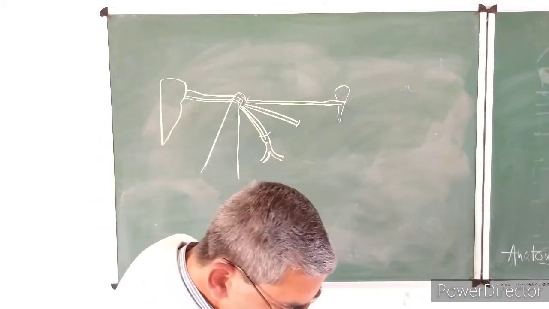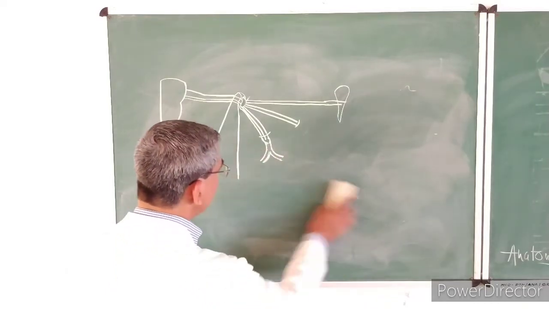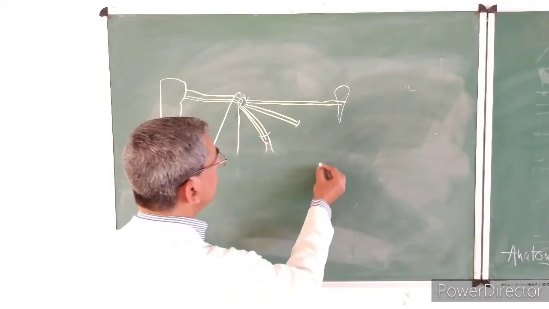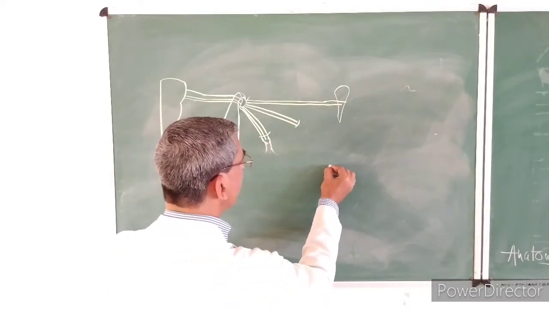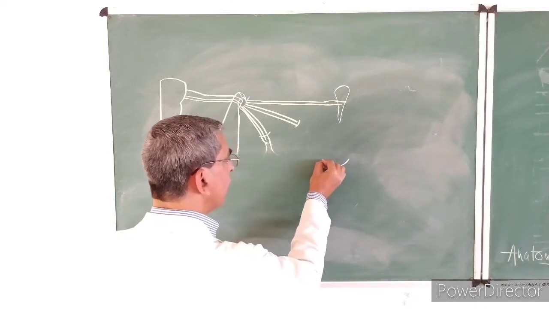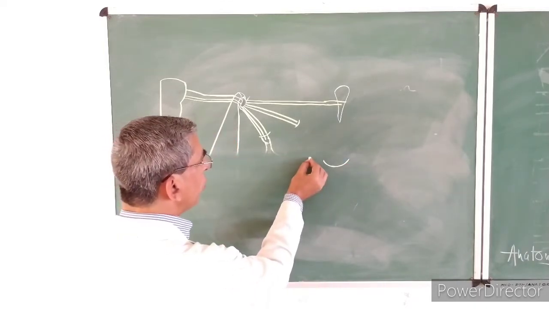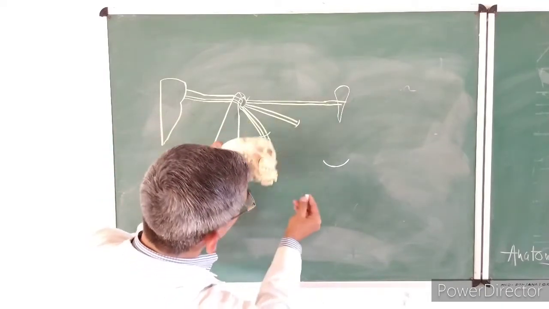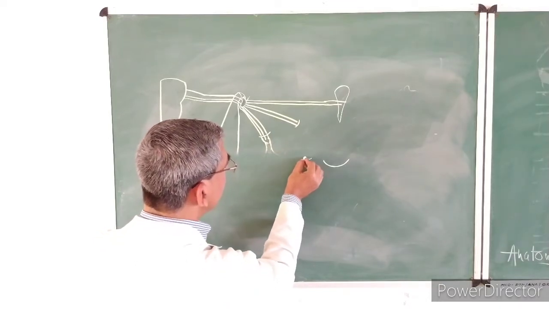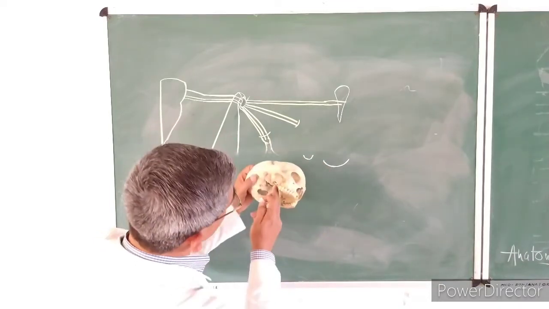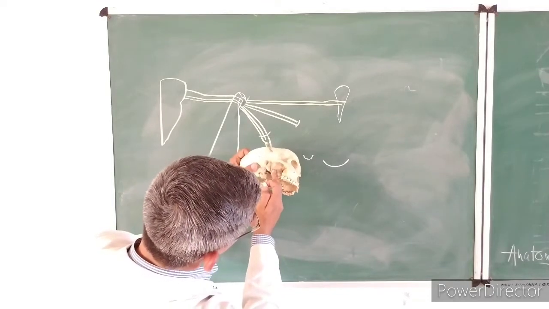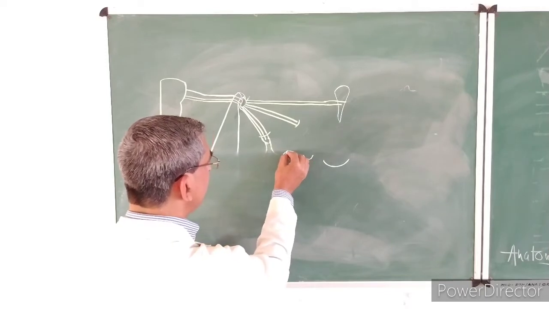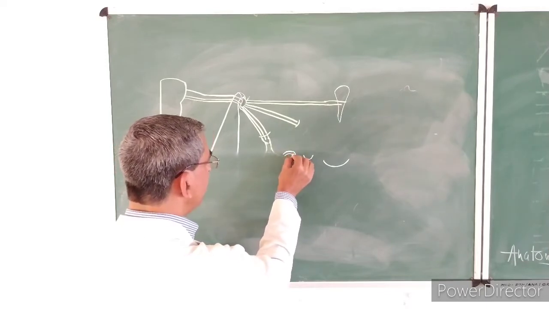Now what are the relations of this nerve? If you see the relations of the nerve here, suppose this is the foramen ovale. Behind and lateral to the foramen ovale, there is the foramen spinosum. And behind the foramen spinosum, lateral to the foramen ovale, there is the mandibular fossa. So this is the mandibular fossa, where the head of the mandible articulates.